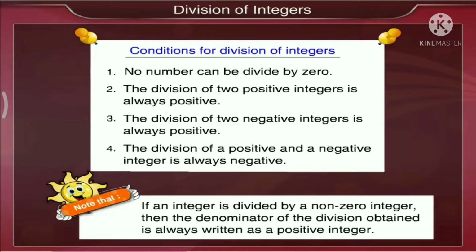Clear? And one more important point you have to keep in your mind, that is if any integer is divided by a non-zero integer, then the denominator of the quotient obtained is always written as a positive integer. Clear everyone? Whenever you are dividing an integer by another non-zero integer, it is compulsory to write the denominator of a quotient as a positive integer.